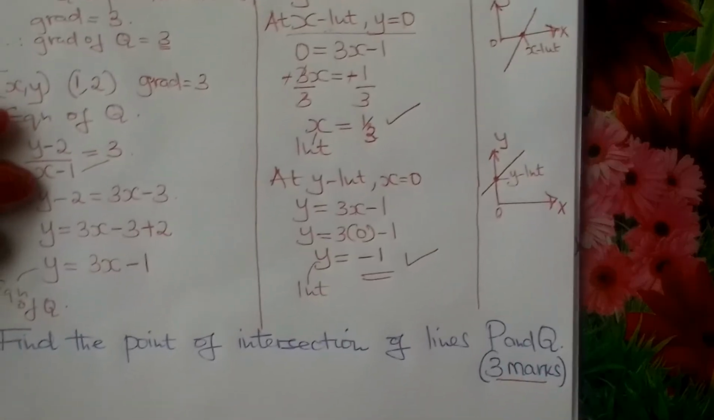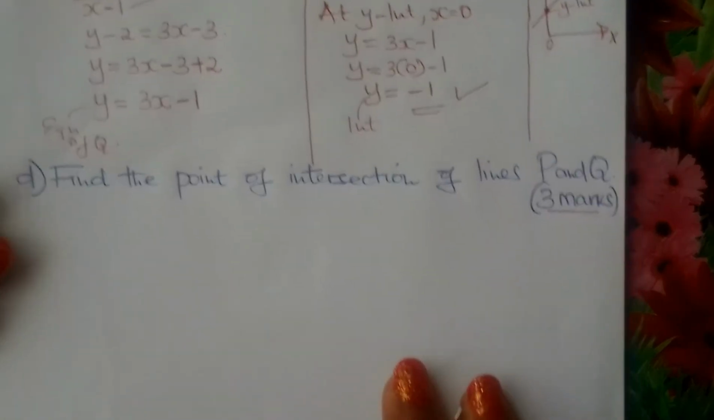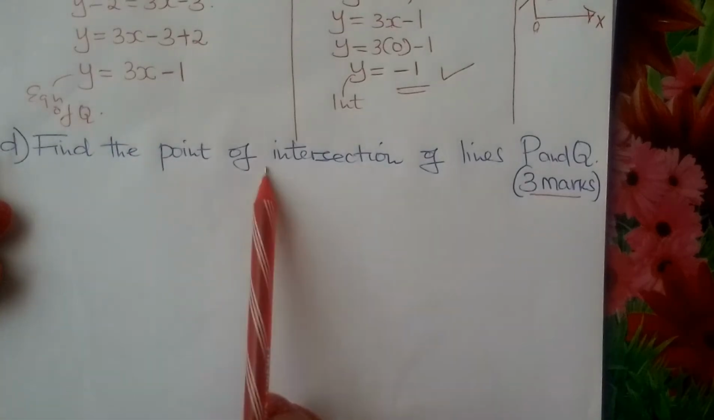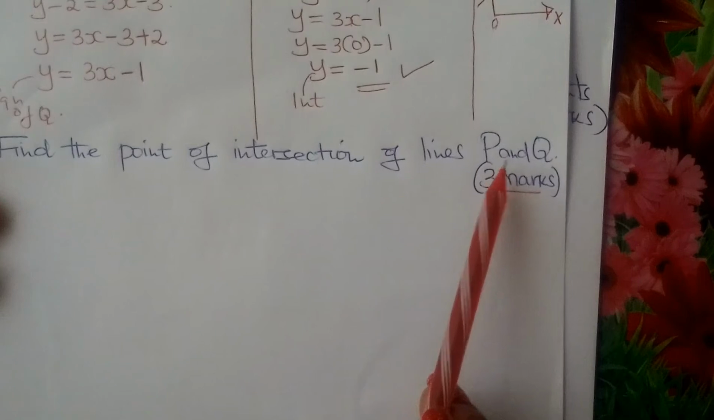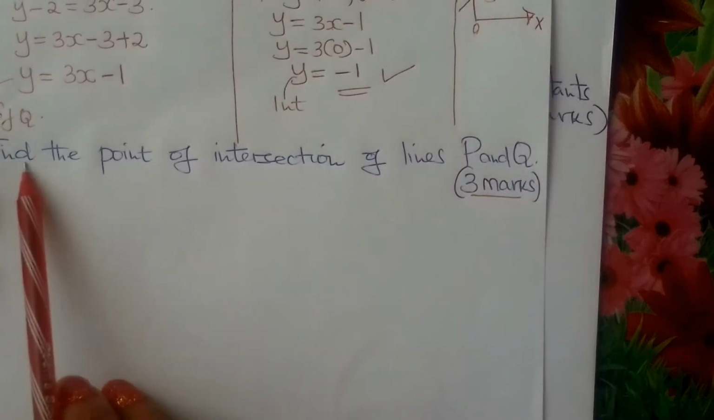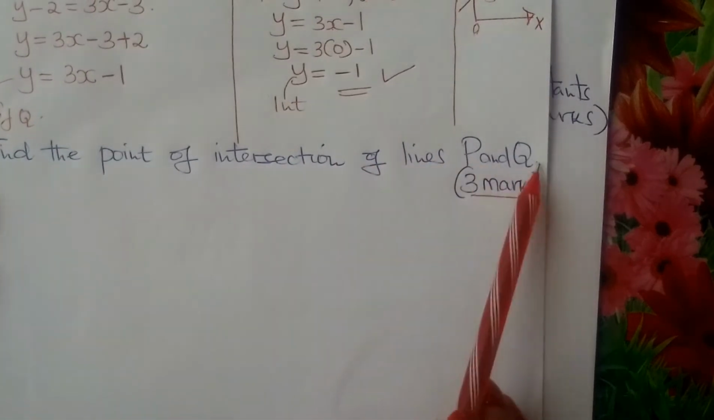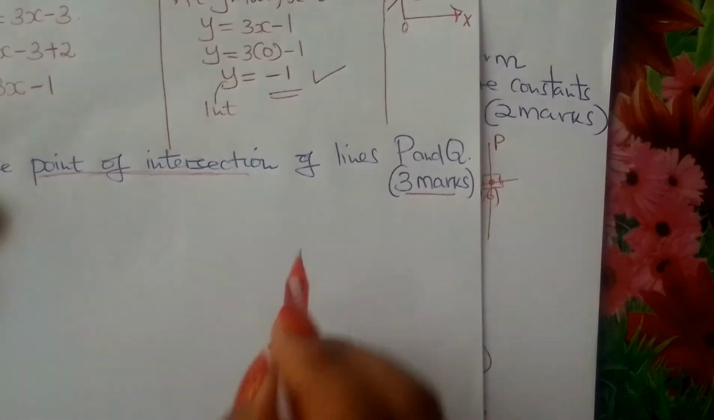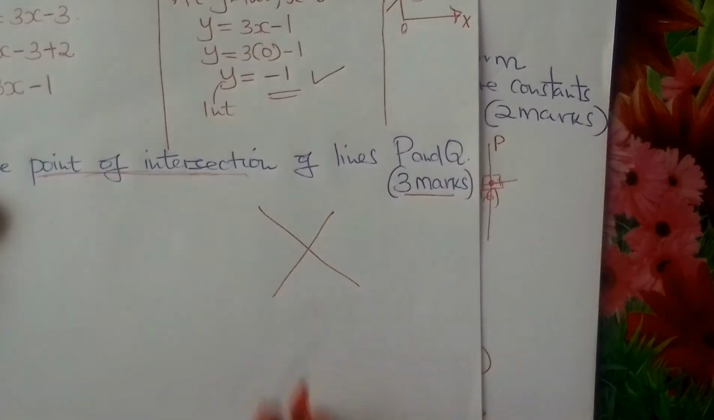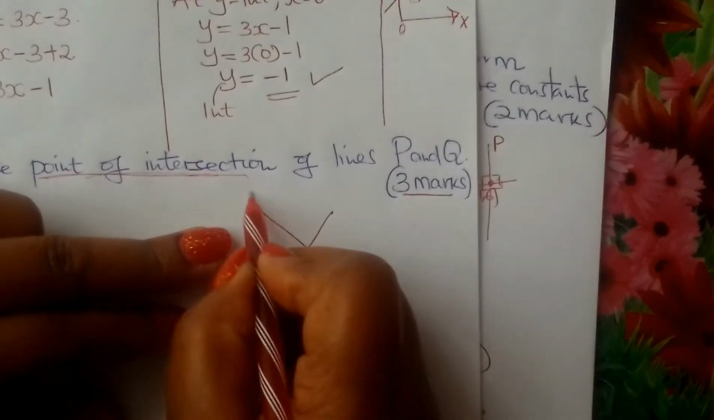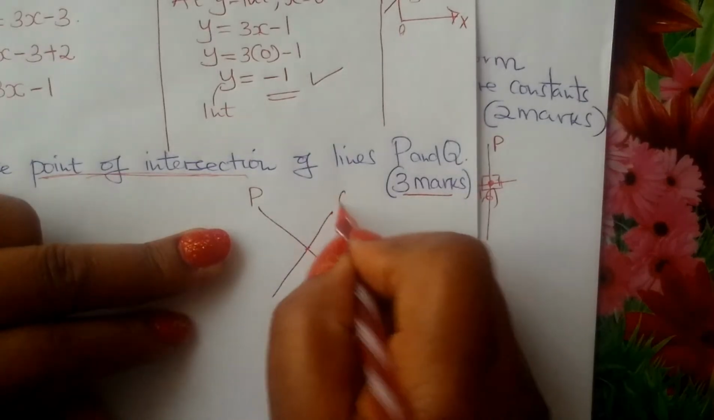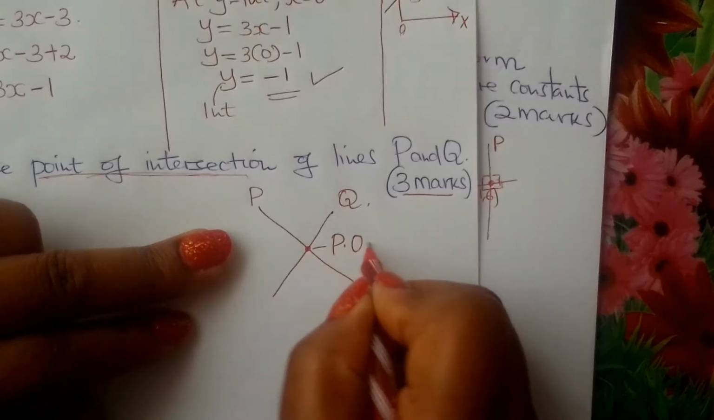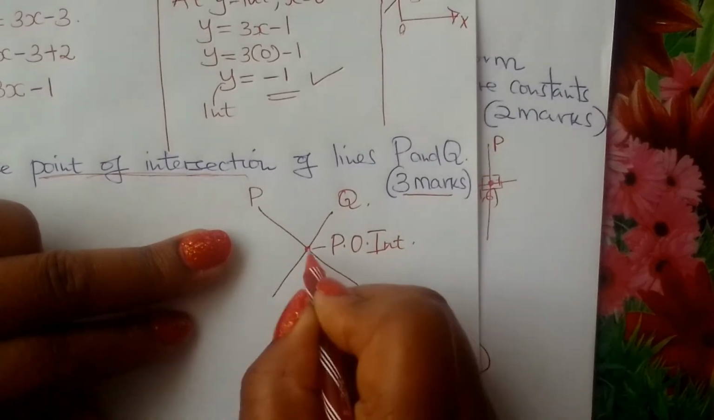So we go to D, Lana. What are you told in the last part of the question? Find the point of intersection of lines P and Q. If you are told to find the point of intersection, it means you find the point where they are meeting. If this is line P, Lana, and this is line Q, where the two meet is what we call the point of intersection.